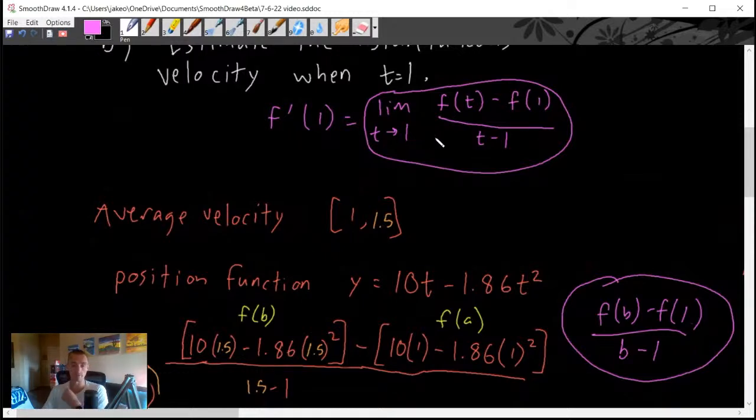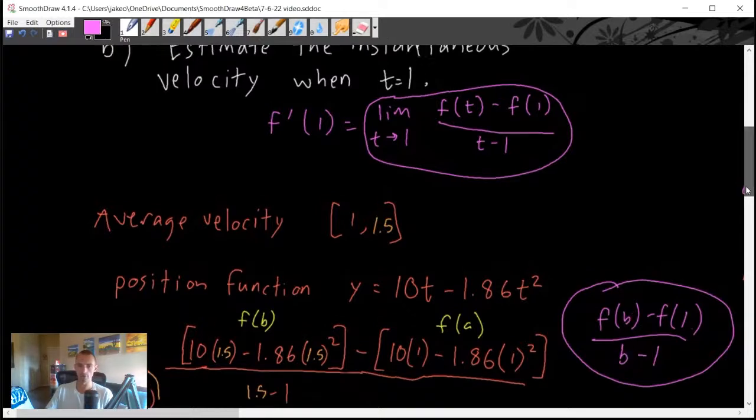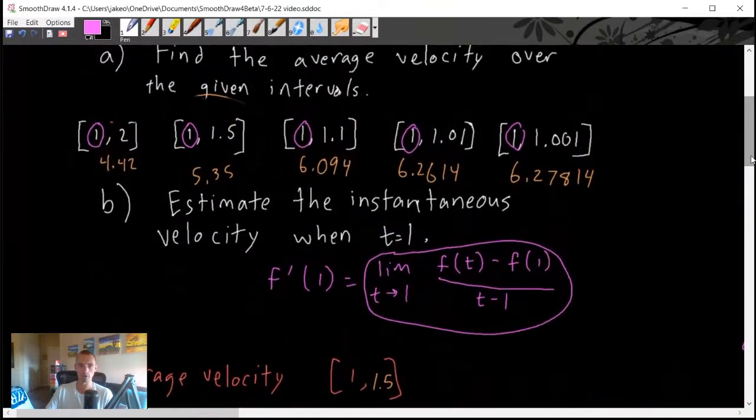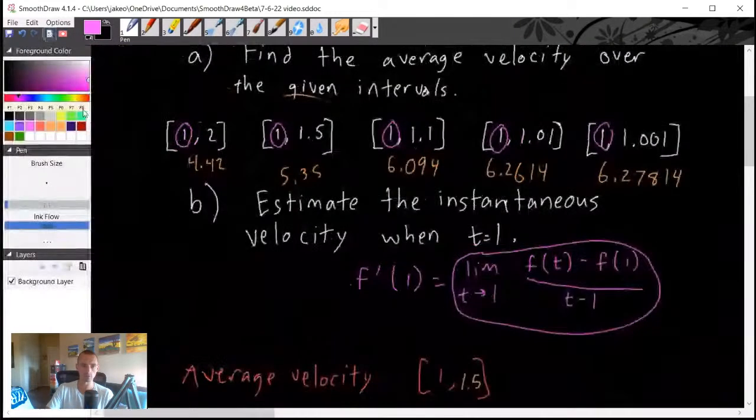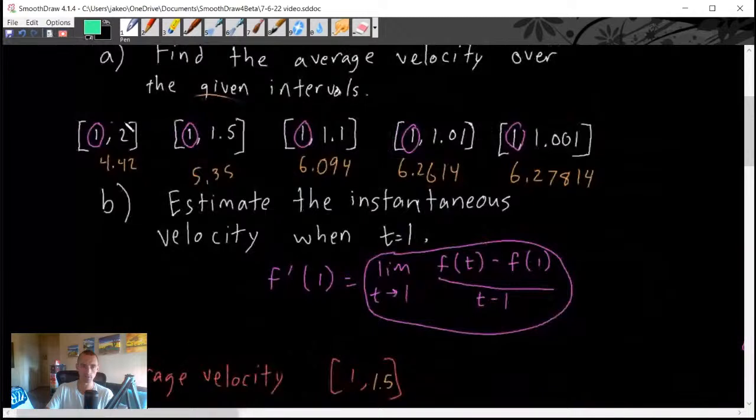But the only difference here is, in this case, we're taking the limit as t, the number that we're plugging in here and here, approaches 1. What number is this whole thing going to approach? Whereas here we were just taking some specific, fixed b value and plugging it into this formula. Well, what do you notice about the b values that we dealt with in part A? So the b values are these ones here.